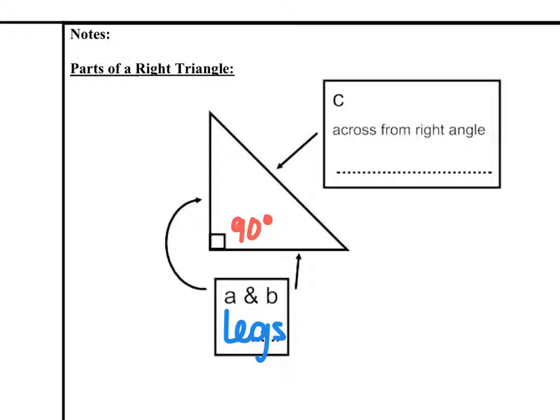It doesn't matter which you label A and which you label B, as long as you have the two sides that touch the right angle. We call those the legs. Again, not my idea. I didn't come up with the word. That's what we call it in math. There's two of them. You have two legs. Think of it like that.